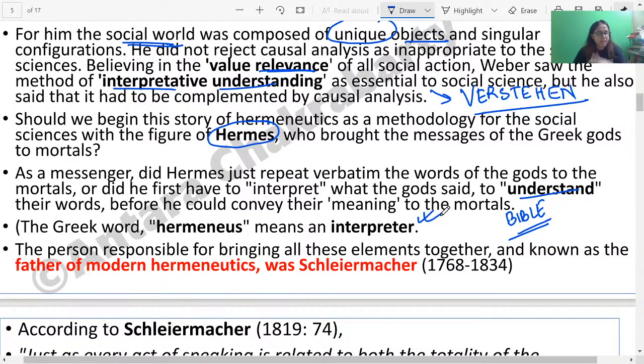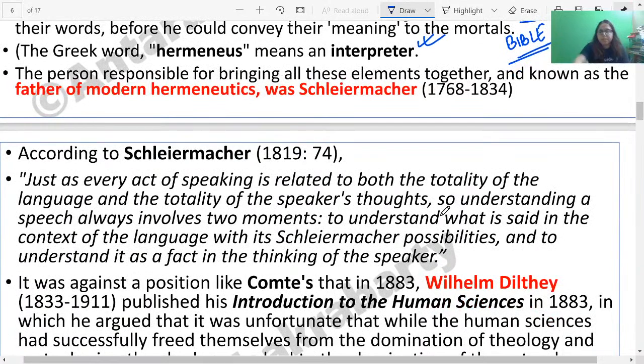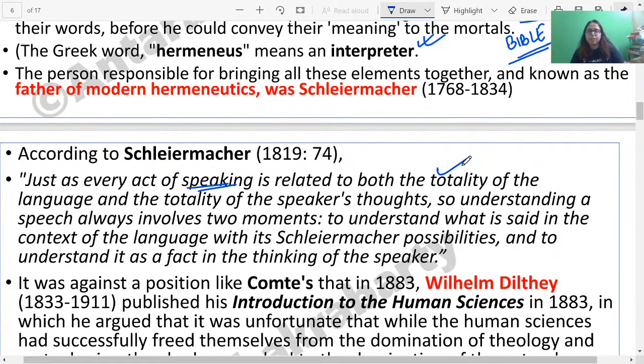Now please pay attention to the last line of this page which says the father of modern hermeneutics is Schleiermacher. A lot of times people tend to confuse it with other people like Dilthey या फिर Gadamer, and there are several more such thinkers जो इसी line में आते हैं, but the father of modern hermeneutics is none of these people but Schleiermacher. Okay, so please remember it. Now, let us briefly see what Schleiermacher is telling us. He says, just as every act of speaking is related to both the totality of language and totality of speaker's thoughts, so to understand a speech always involves two moments.